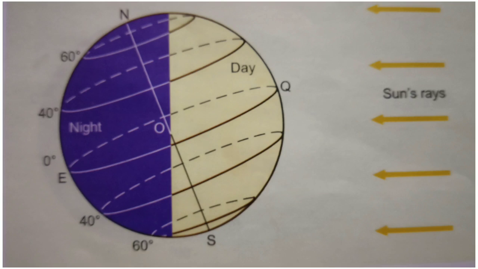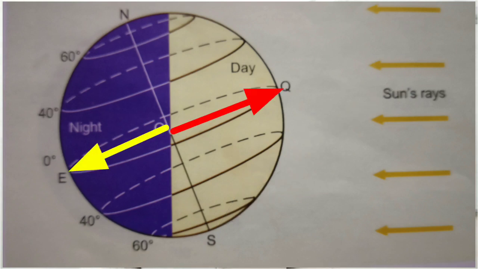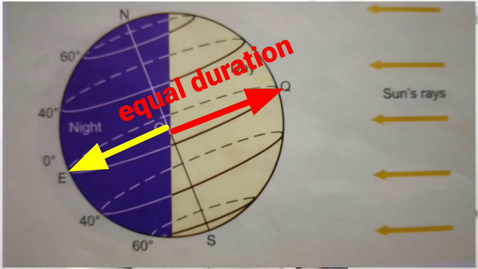Now next is the southern hemisphere tilted towards the sun. During the 6 months when the southern hemisphere is inclined towards the sun, at the equator also, the days and nights are of equal duration. So we can say that the inclination of the Earth's axis does not affect the duration of days and nights on the equator. Thus, places on the equator always have days and nights of equal duration.